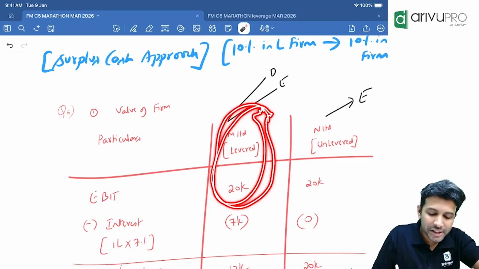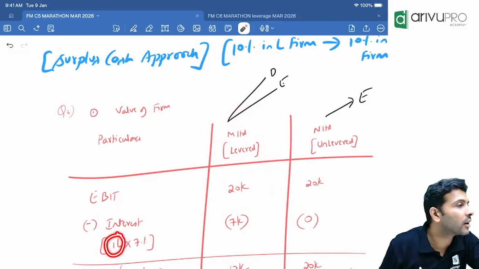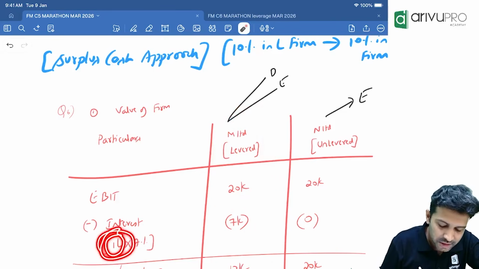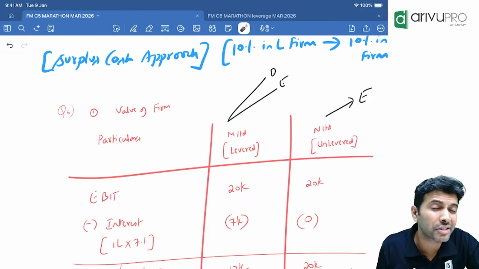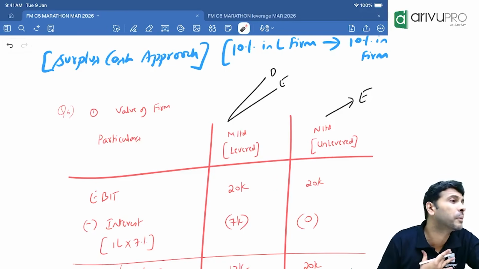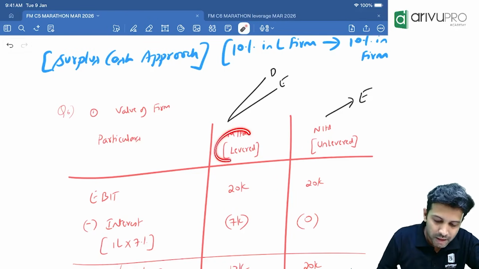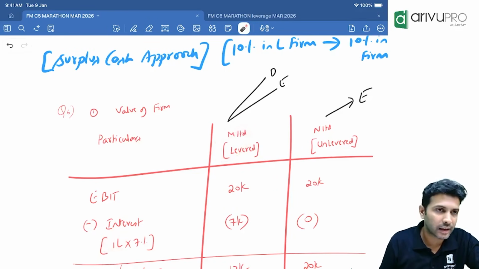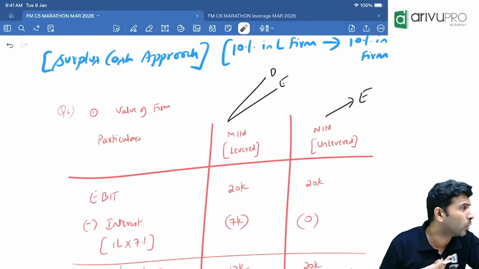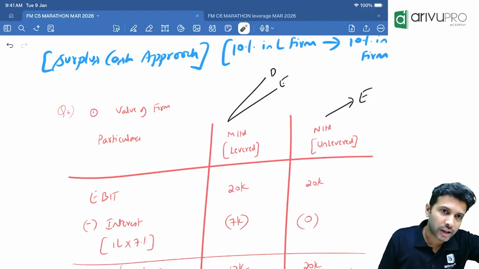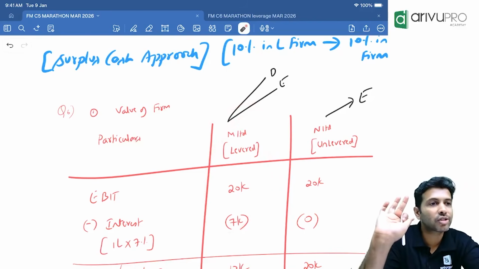How much debt has the levered firm taken? 1 lakh. Right? As an investor, will I be exposed to 100% of the debt risk or my shareholding percentage? M Limited has a total debt of 1 lakh, but is my exposure to debt risk 1 lakh or my share percentage? How much is that? 10,000. Correct? Now that means I have a debt risk to the extent of 10,000.